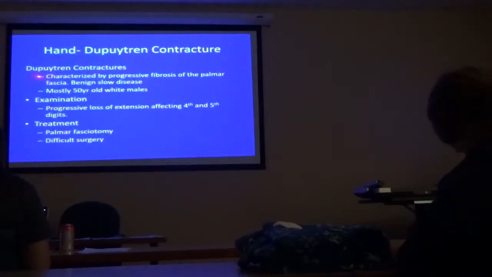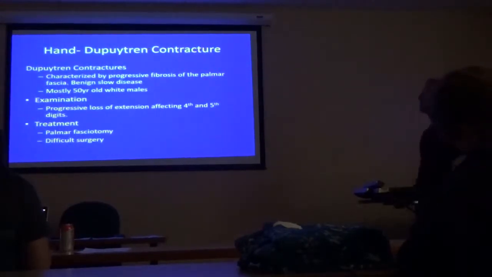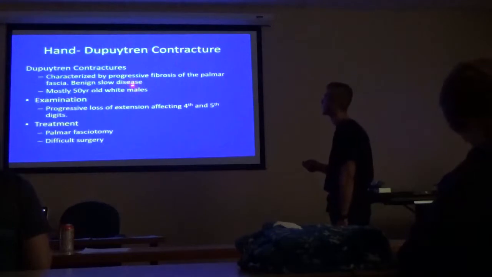Dupuytren contracture is characterized by progressive fibrosis of the palmar fascia. It is a benign, slow disease.